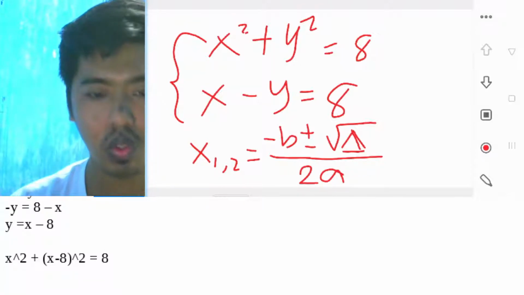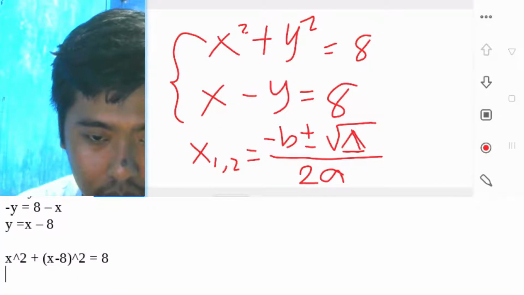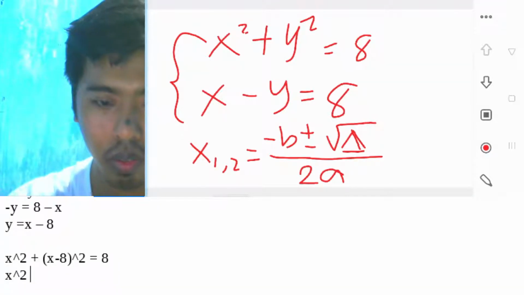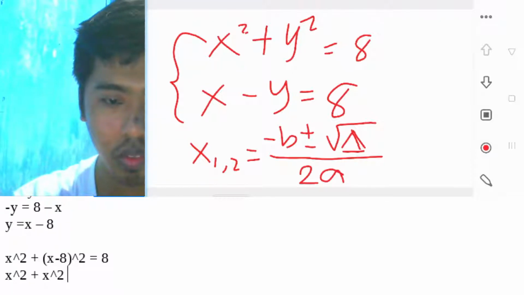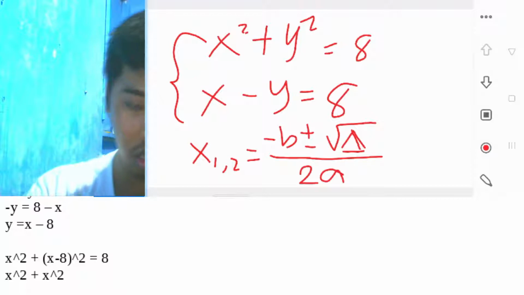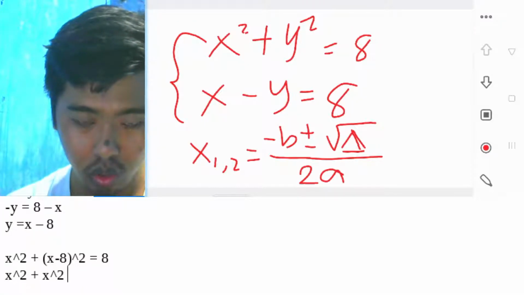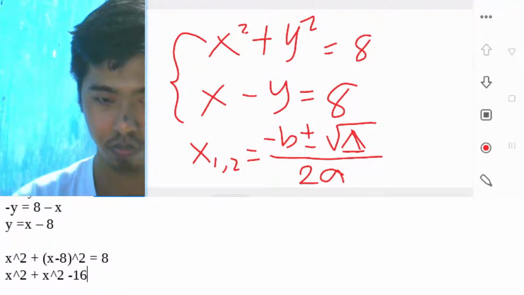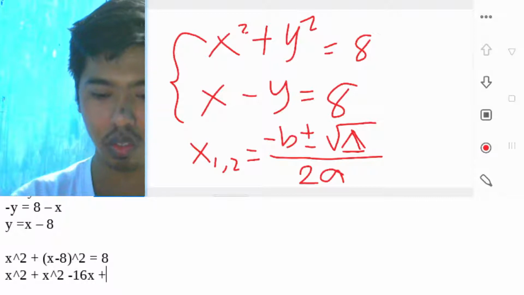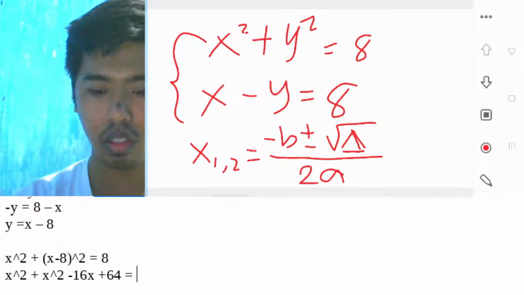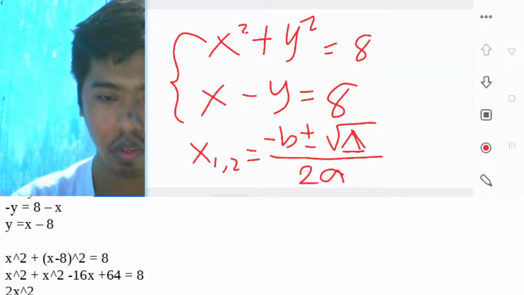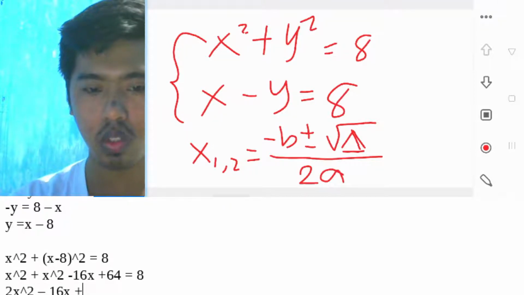Then next, atong buhaton na ni is atong i-simplify, di ba? So it will become x square plus x square, binomial square man himo na tong trinomial. 2 times x, 2x, 2x negative 8, it's negative 16x, then positive 64. Okay, then 8. Next, add like terms: x square minus 16x plus 64 then minus 8.